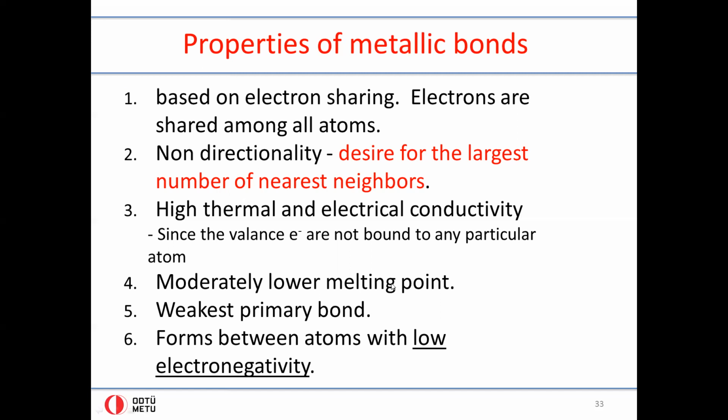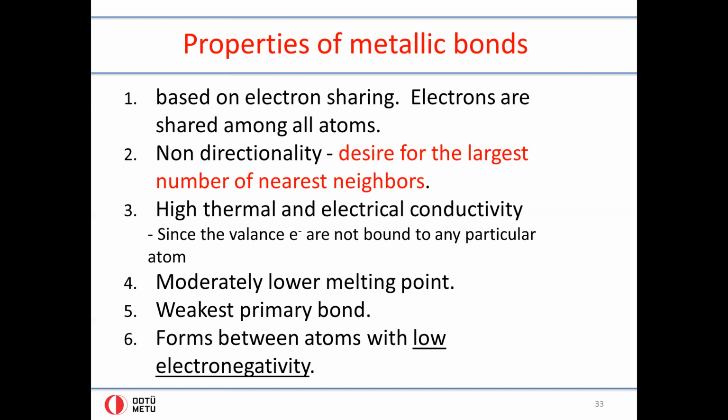Because ions do not share particular electrons, and electrons aren't shared by only 2 ions but by more ions, they are located at a greater distance from each other, which makes this the weakest primary bond, and because of this, makes the melting point lower than that of covalently or ionically bonded materials.